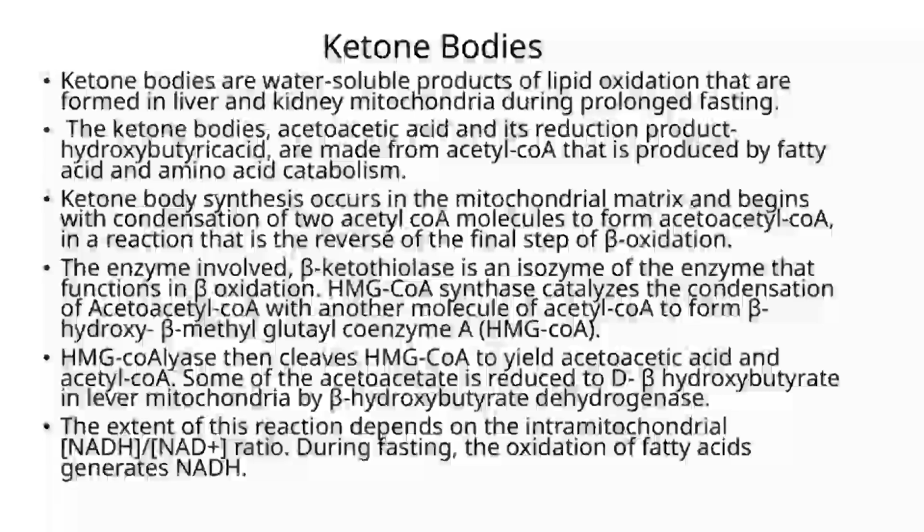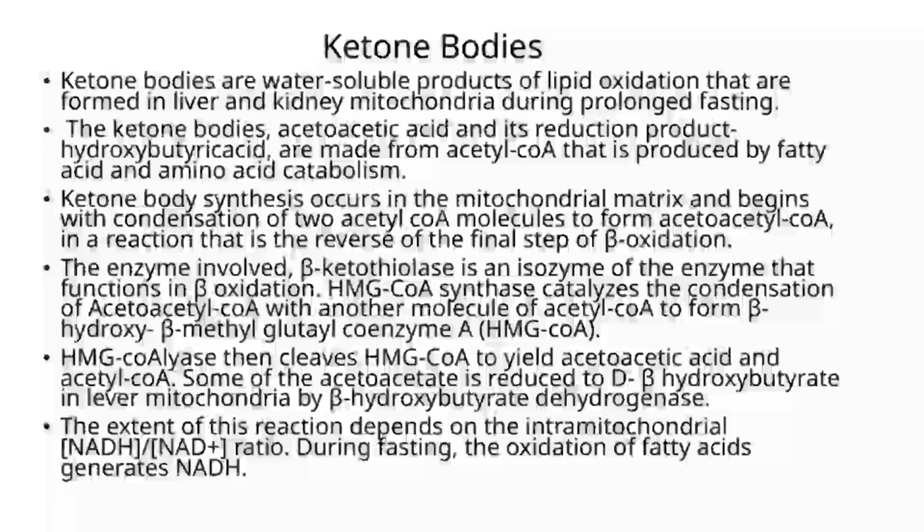beta-hydroxy-beta-methylglutaryl-CoA. Next, HMG-CoA lyase cleaves HMG-CoA to generate acetoacetic acid and another molecule of acetyl-CoA. Some of this acetoacetic acid is then reduced to D-beta-hydroxybutyrate by the enzyme beta-hydroxybutyrate dehydrogenase, which takes place in the liver mitochondria.